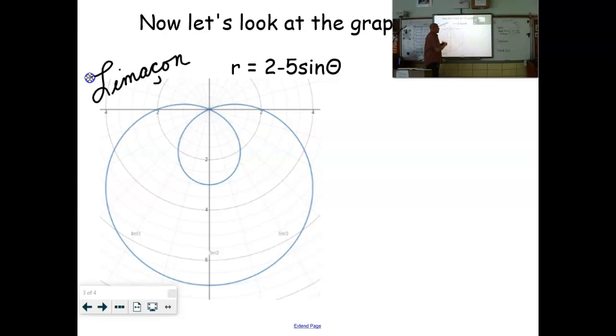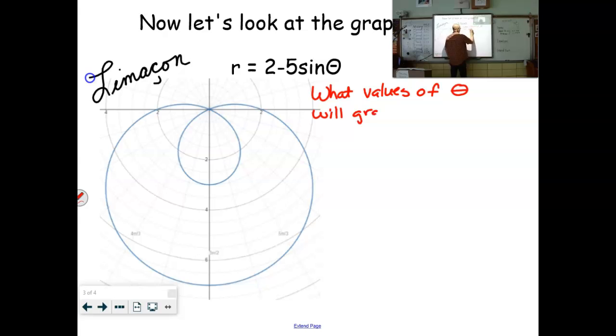Now, what is our goal today on this one? Well, same idea. I want to go ahead and take this graph, and I only want the inner loop to graph. Okay, so what values of theta will graph just the inner loop?